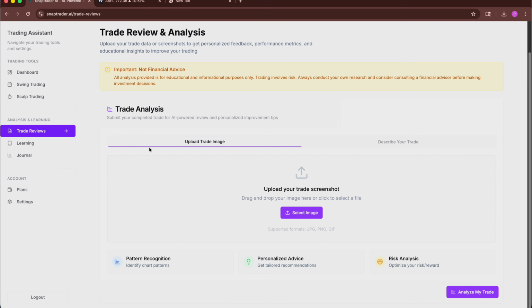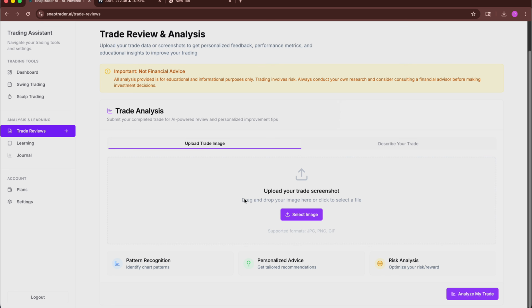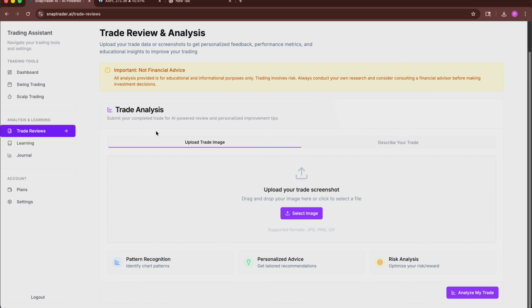Now, the tool also has some trade reviews and analysis. You can describe your trade and even upload an image for the trade. When you upload an image for the trade, it'll give you a full analysis on whether it thinks your entry point was good, as well as your take profits and anything along the way. It includes pattern recognition, personalized advice, and even risk analysis.